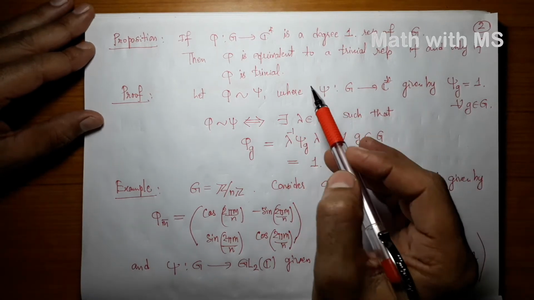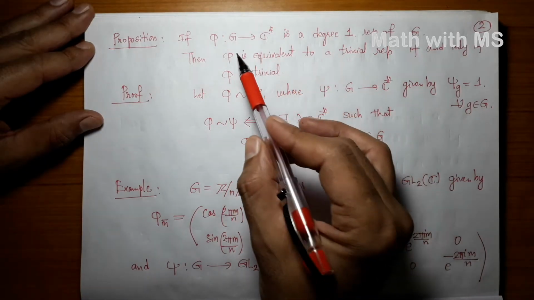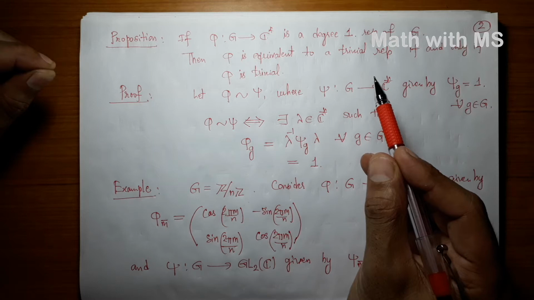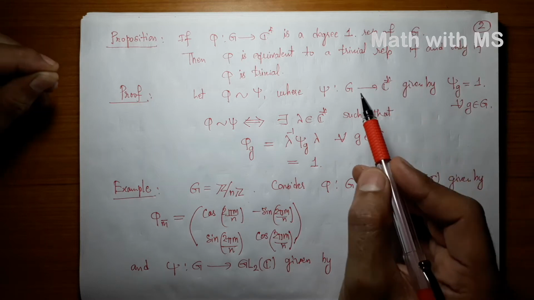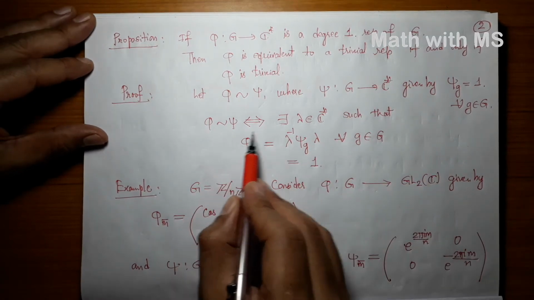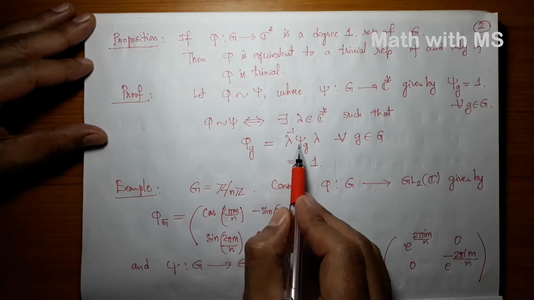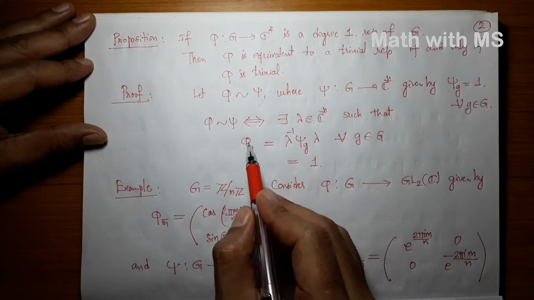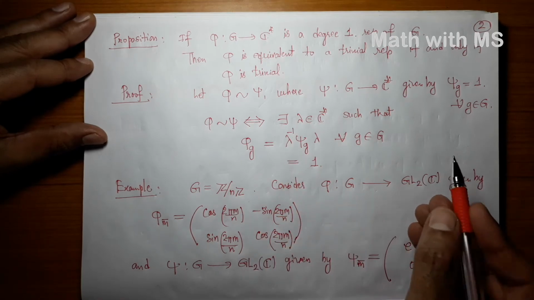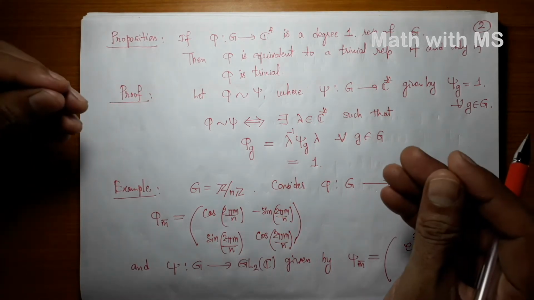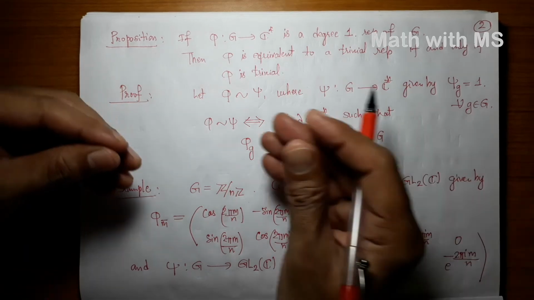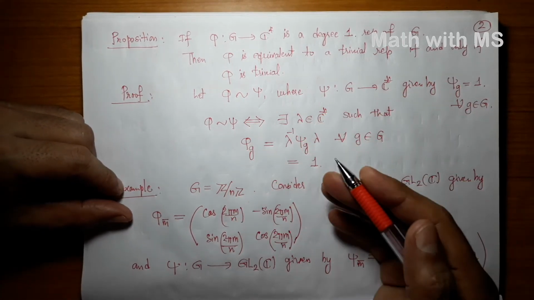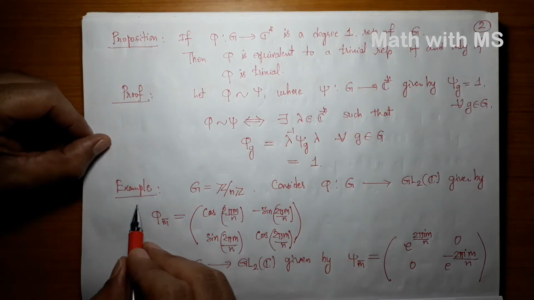And you can, in fact, generalize this. Two degree 1 representations are equivalent if and only if they are actually the same. You will get lambda inverse psi G lambda, but you are in C star, so it gets cancelled and you get phi G equal to psi G. So in degree 1, equivalence of representations is just the same as equality, but that's not the case when you go to higher degrees.